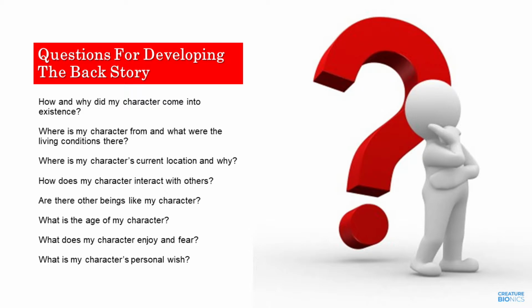So, stuff like, what's your character's personal wish? Their personal wish might be to save the planet, or to find better resources because where they came from doesn't have any resources. Are there other beings like your character? Because if your character comes from a nation where there are loads of them, then it's going to be different compared to if they're the only being like that in the universe, where they were created on another planet, where they created Earth. All of these things can help you to develop the backstory of your character.